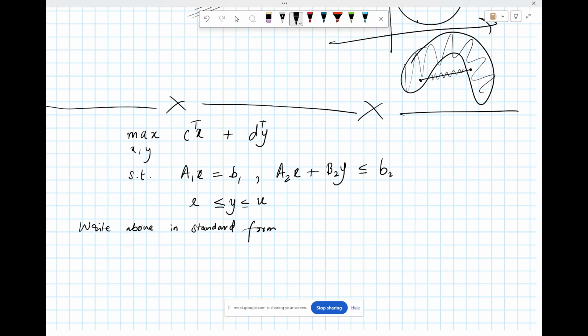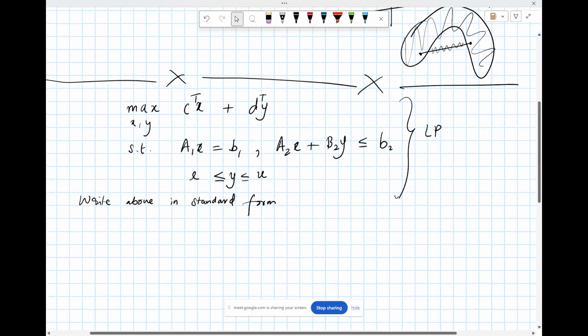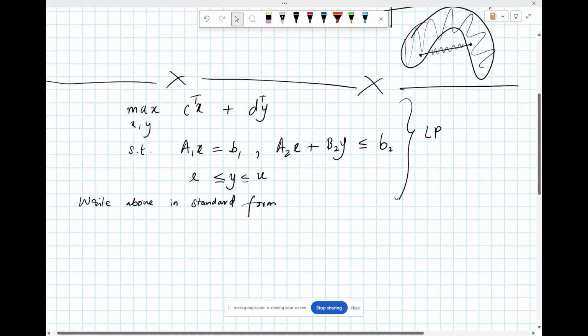Standard form is something that we define for an LP, right? So first of all, is this a linear program? Yes, sir. Right, this is a linear program. And what is the standard form? It should not have any inequality. It has one inequality, right? In standard form also there is one type of inequality constraint.